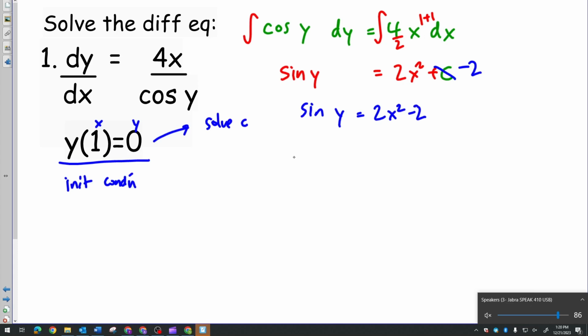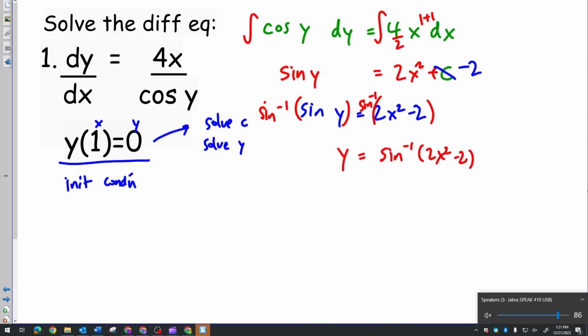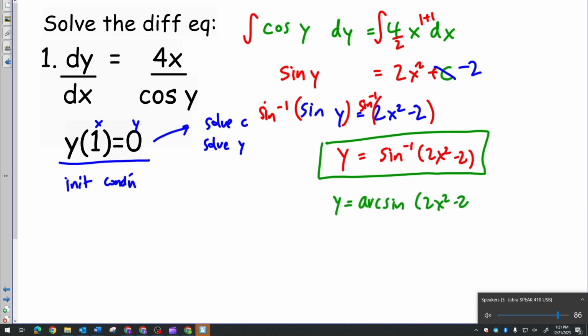So I've already solved for c, and now I need to solve for y. All right, so what I need to do is get this y out of this sine function. The inverse of sine is actually arc sine, or inverse sine. So what I do is I inverse sine both sides. So if I do that on the left, I get y equals, and on the right, I get inverse sine the quantity 2x squared minus 2. And this is a great answer. It's also the right answer. And another way to write this, of course, would also be the arc sine of 2x squared minus 2. Inverse sine is arc sine.